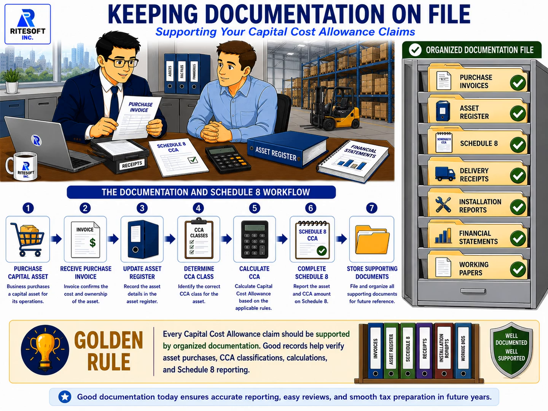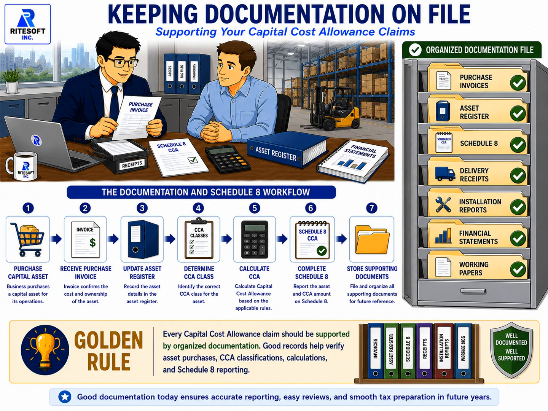The process begins when the corporation purchases a capital asset. As soon as the purchase is made, the first document that should be retained is the purchase invoice. The invoice confirms important information such as the asset purchased, the purchase price, the supplier, and the acquisition date.